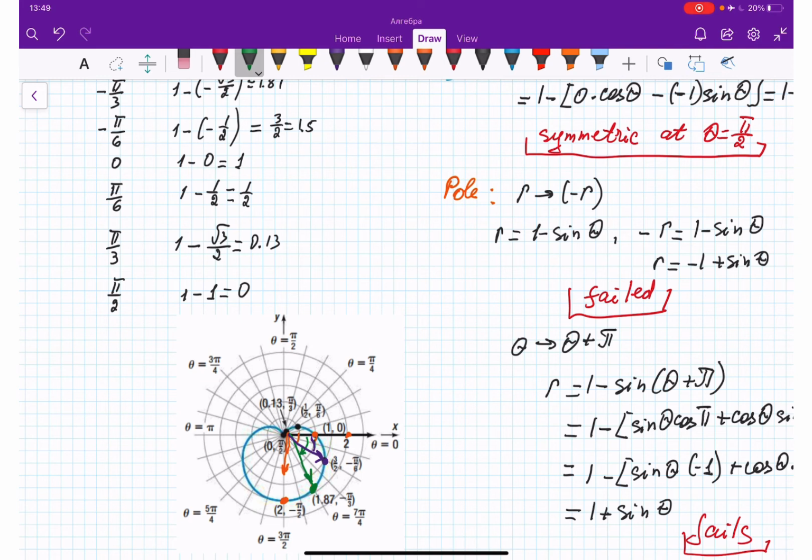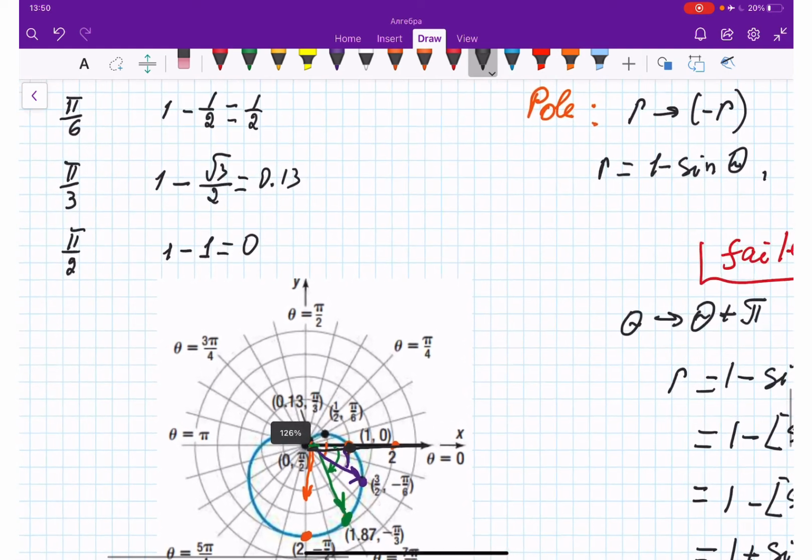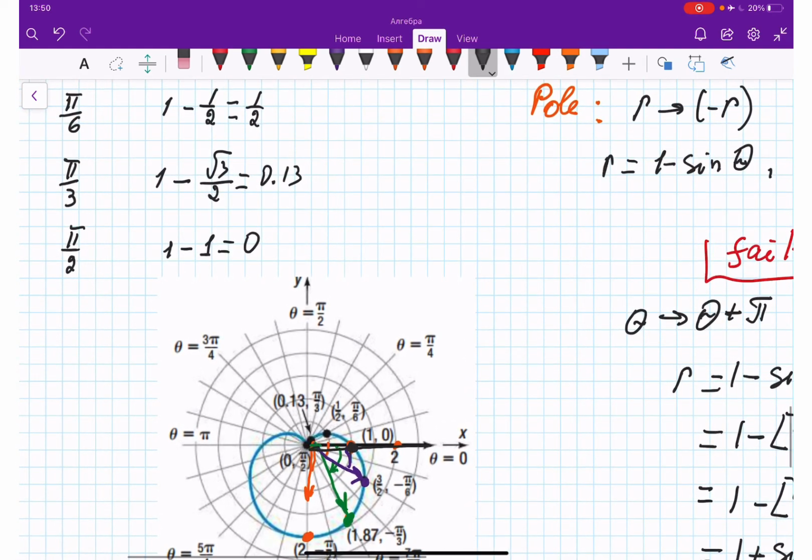Okay, now moving to positive angles, when it's 0, we are getting r is equal 1, right? Which is right here, our polar axis. And this is our 0 and 1, right? Next, positive pi over 6, and we are getting 1/2. Let me zoom this better. So pi over 6, 1/2. This is going to be right here.